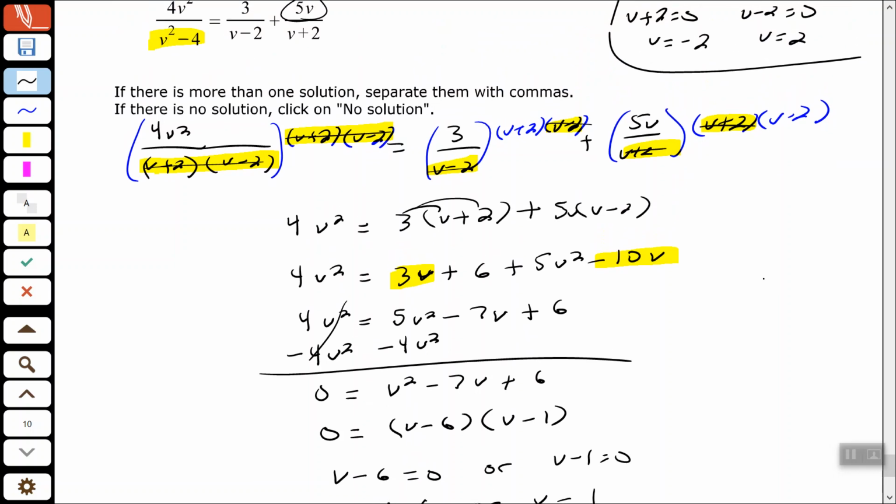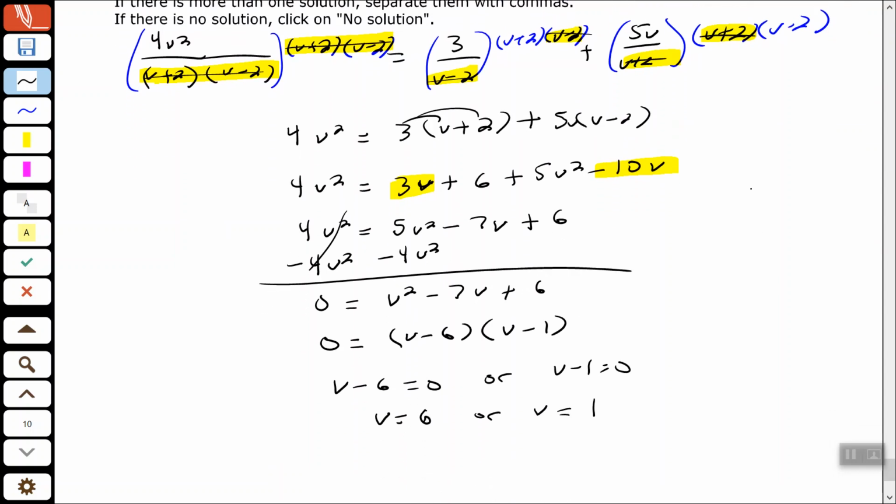And let's see, our excluded values were negative 2 and positive 2. So both of those answers are valid. So let's see here, we have v equals 6, v equals 1.